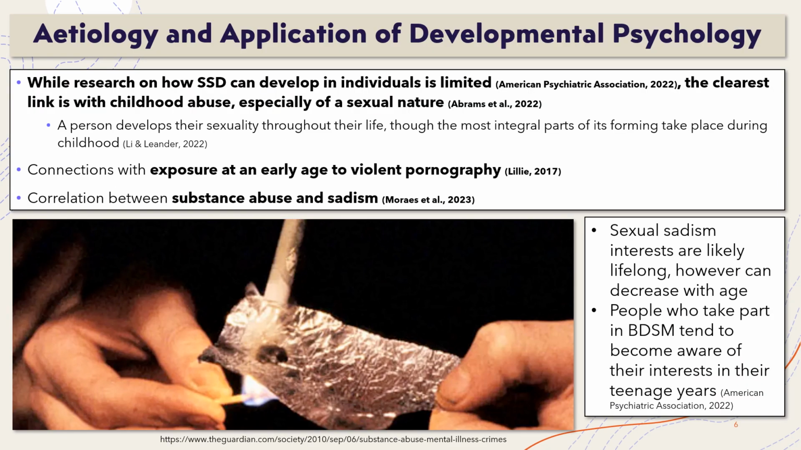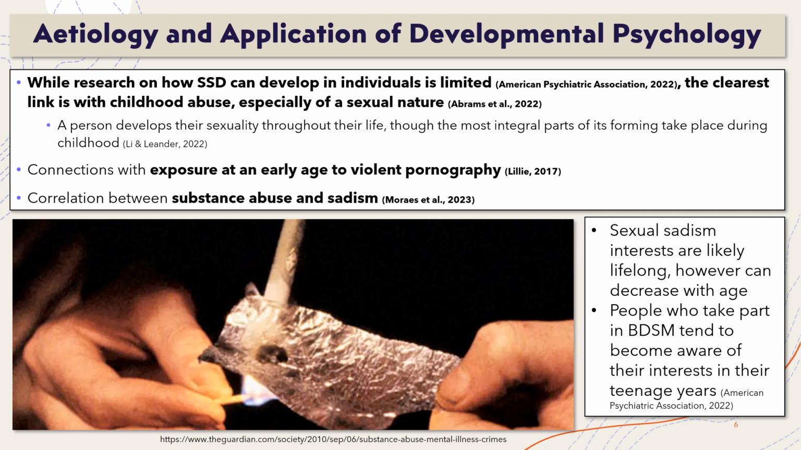So where does this all come from and how does it occur? Well, research on SSD is actually still quite limited, particularly on its development. However, the clearest link is with childhood abuse, especially that of a sexual nature. It's important to keep in mind that a person develops their sexuality throughout their life, though the most integral parts of its forming actually take place during the childhood. Connections have also been made to an exposure at an early age to violent pornography. Correlations have also been made between substance abuse and sadism.